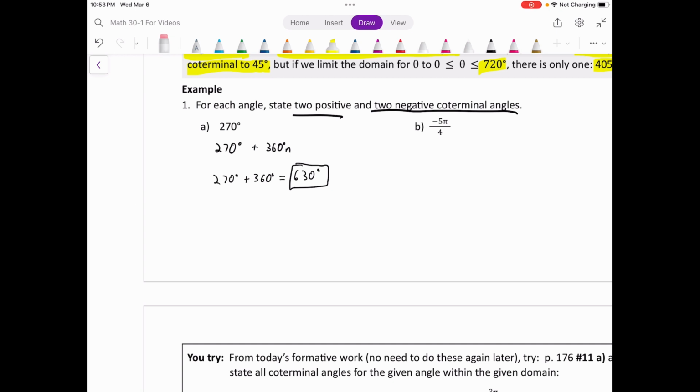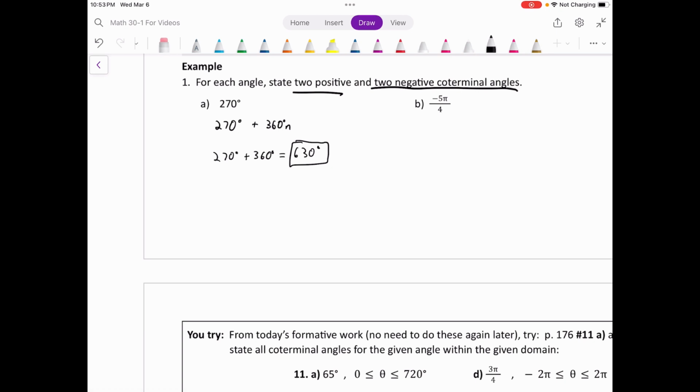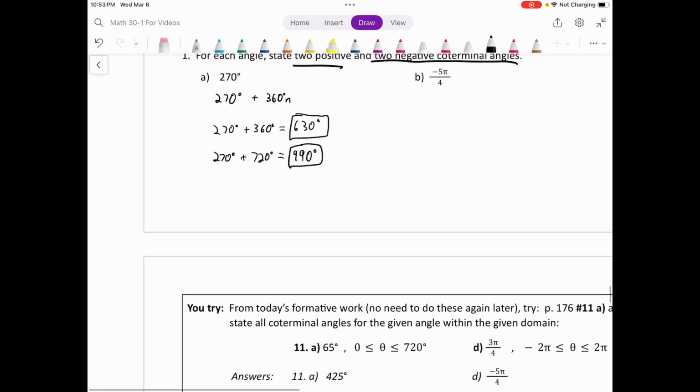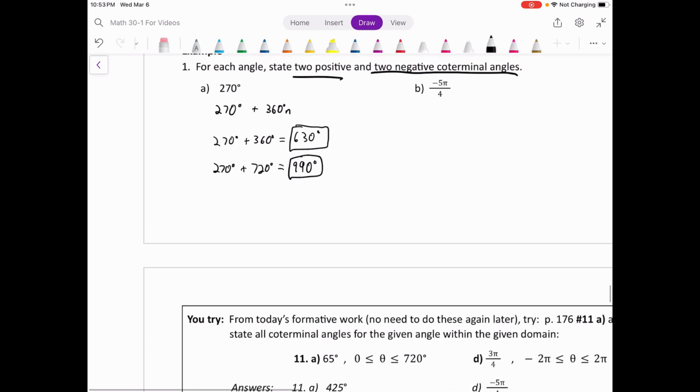Okay, coterminal. What's the next smallest one we could get? Well, we could add two 360s, right? Do two full extra spins. So 270 plus 720 to get 990 degrees. And we literally could do this for the rest of our lives. We could just sit here and come up with more angles that are coterminal to 270. We would literally never run out of answers, right? Our domain isn't limited here. But it said to come up with two, and there we go, we did.